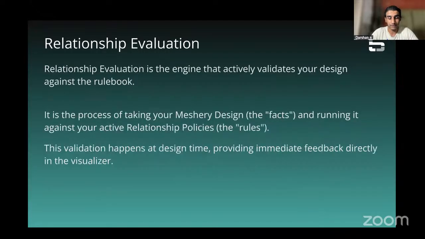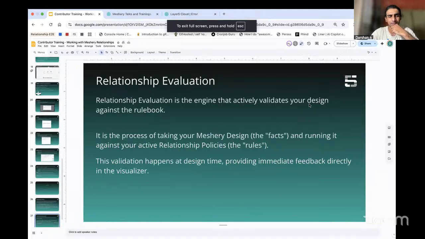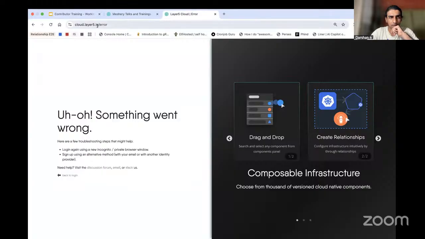And lastly, we have the evaluation, which is the main part of a relationship when a design is created, when a design is formed, when a design is validated. The relationship engine validates your design against the rulebook, which is the relationship policy. So this ends the basic overview of a relationship. Now let me show you the UI way of creating a relationship.